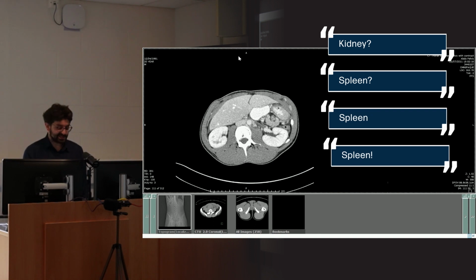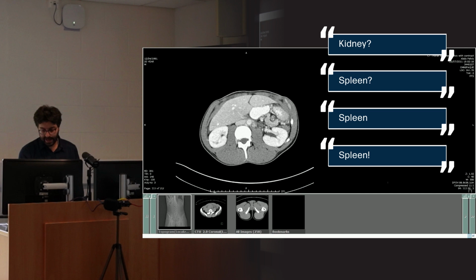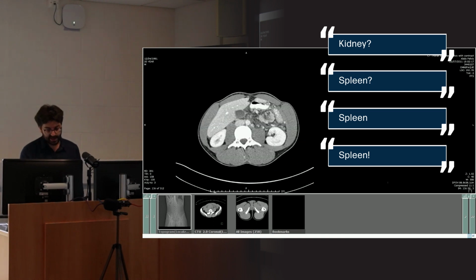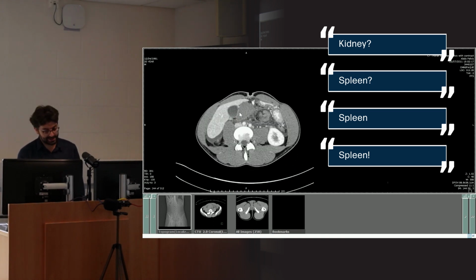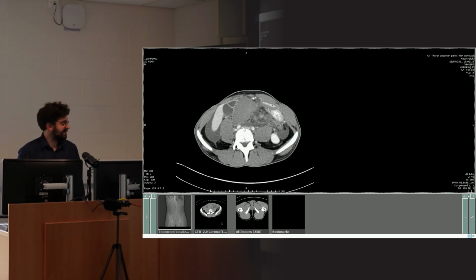Yes, that is the spleen. The spleen normally lives in the left upper quadrant. But in this case, the spleen has moved all the way down into the pelvis. What do you think of the enhancement of the spleen? Is this a happy spleen? Normally, the spleen enhances like the liver. Is this a happy spleen or is this an infarcted spleen?